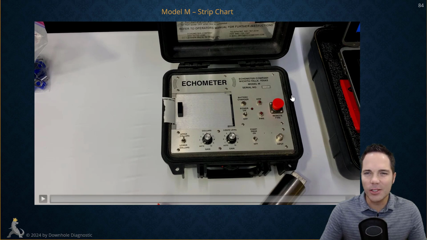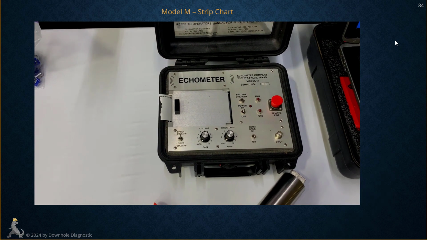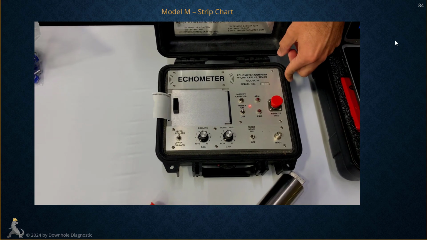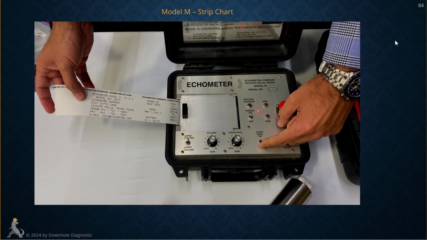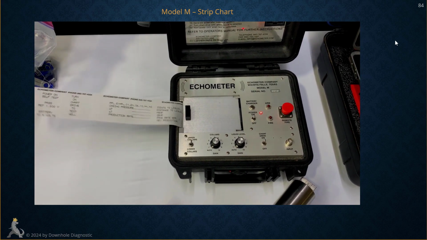So it's kind of interesting to see how this works. I was at a rod pumping symposium, and this is Gustavo at Echometer giving me a demonstration of the strip chart. That's a Model M. We have a demo well here. We turn on the Model M, and we see some first check electronics, some battery levels. And then we're simulating a fluid level shot here.